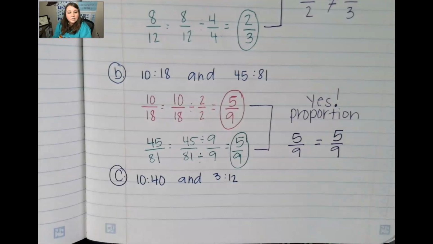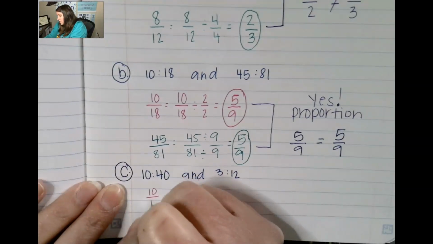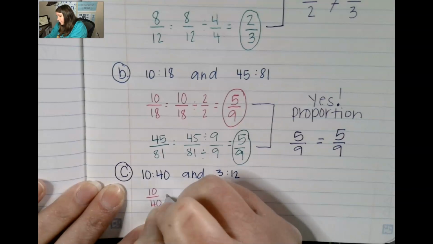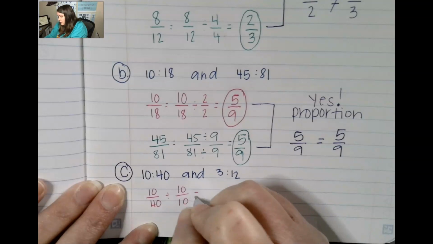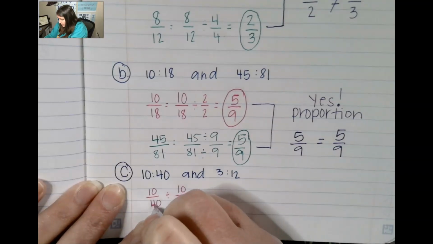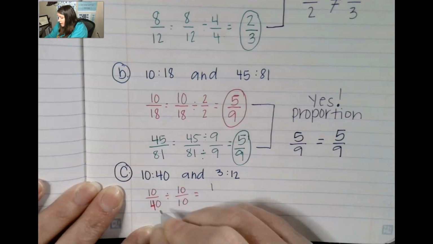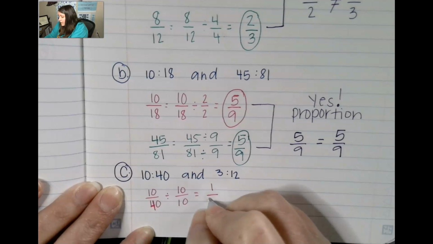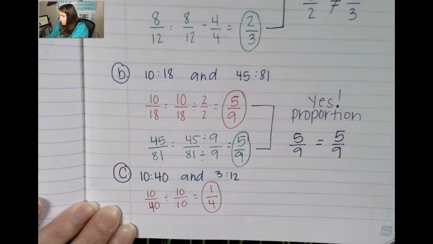So the way I'm going to look to see if they form a proportion is first by reducing. So I'm going to start with 10/40. I'm going to make a fraction of 10 over 40. I'm going to divide by 10, because I know 10 can go into both of those. 10 divided by 10 is 1, and 40 divided by 10 is 4. So the value is 1/4.